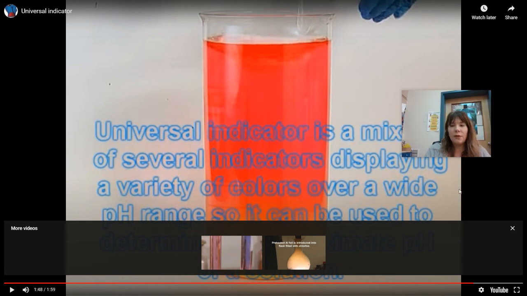So that is it for acids and bases. Please make sure that you have it in your notes. There's going to be another video that's a demo showing you about acids and bases. And then there's an online activity that you are going to do to work with acids and bases. If you have any questions, please let me know.